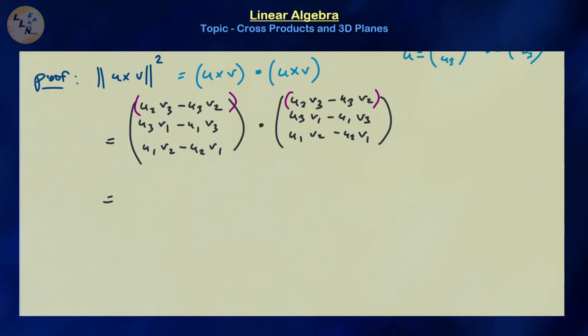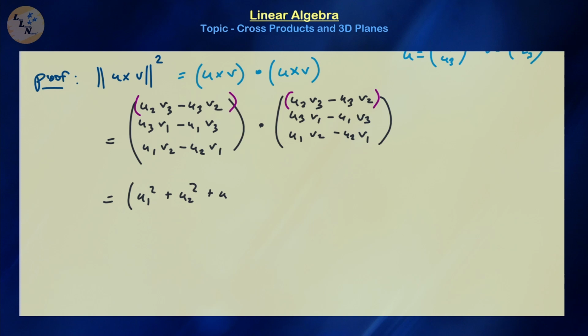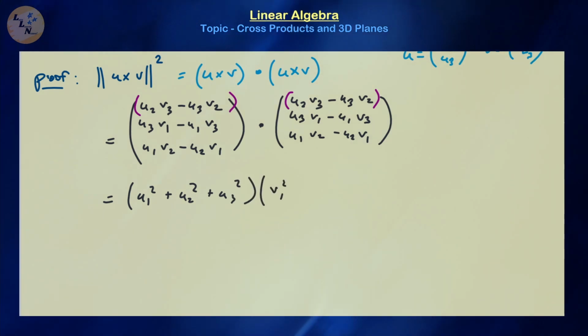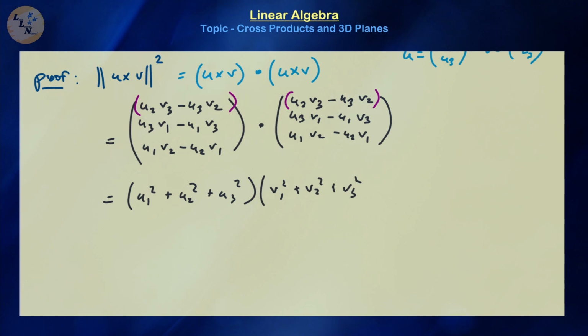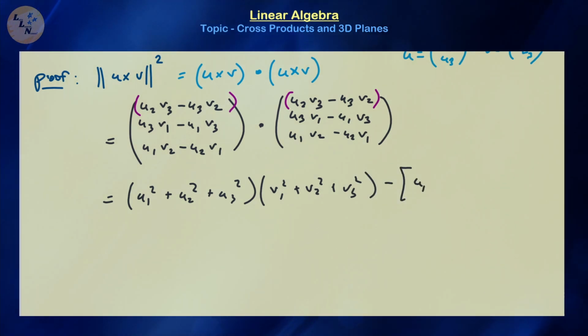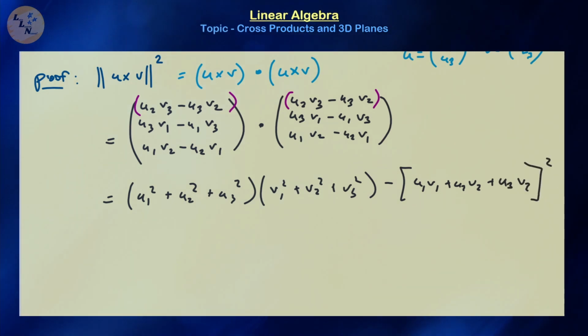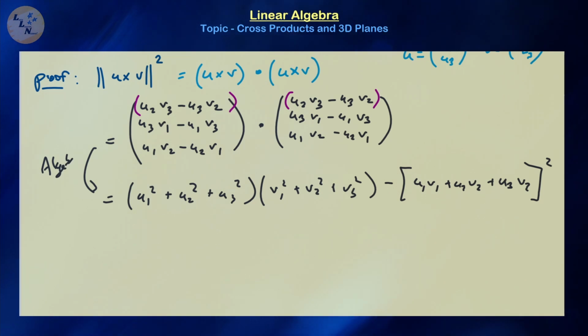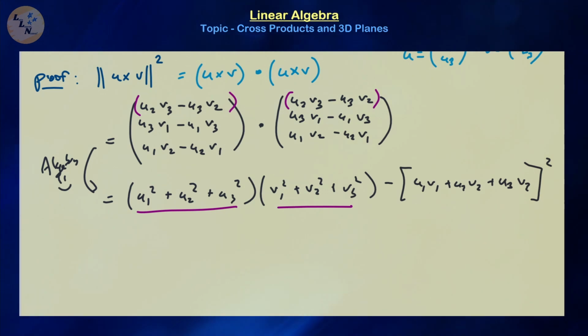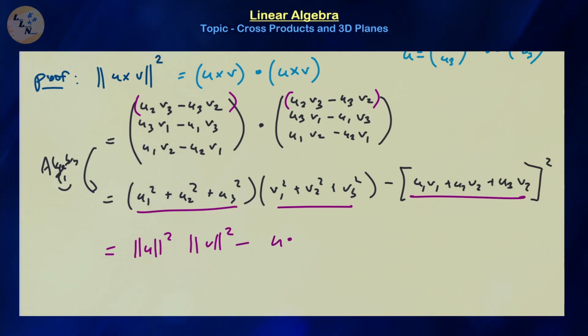So after you perform some nice little fun algebra, you're going to get the expression u1 squared plus u2 squared plus u3 squared times v1 squared plus v2 squared plus v3 squared, minus u1v1 plus u2v2 plus u3v3, the quantity squared. And keep in mind there is some fun algebra between these steps. So what exactly are those expressions? Well, that's precisely equal to the norm of u squared times the norm of v squared minus the dot product of u and v squared.